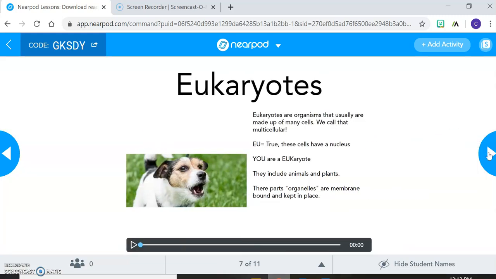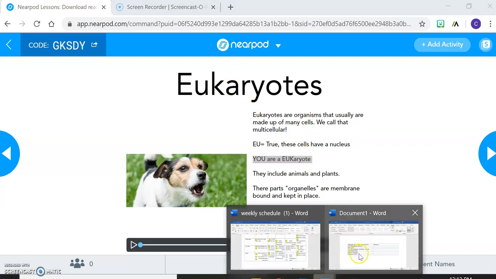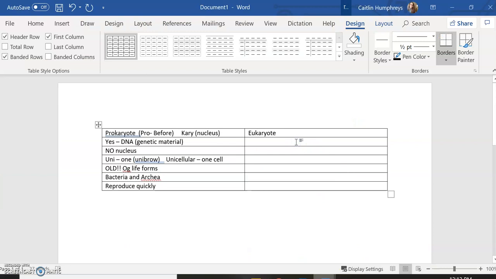Next, eukaryotes. These are living things, of course plants and animals. So you are a eukaryote. Now, the difference between prokaryotes and eukaryotes is the presence of a nucleus. So yes, they also have DNA because we need that genetic material, but it is kept inside a nucleus. It is kept inside of a nucleus.